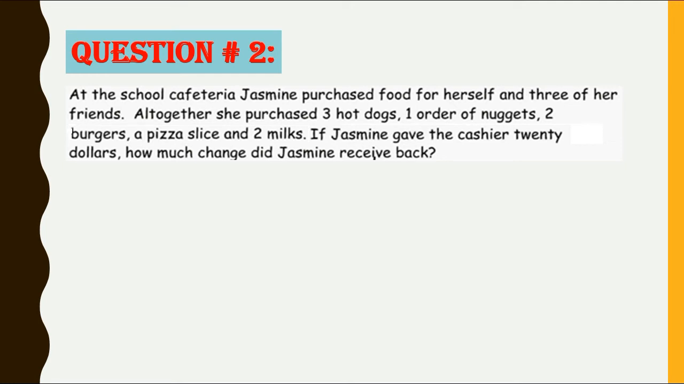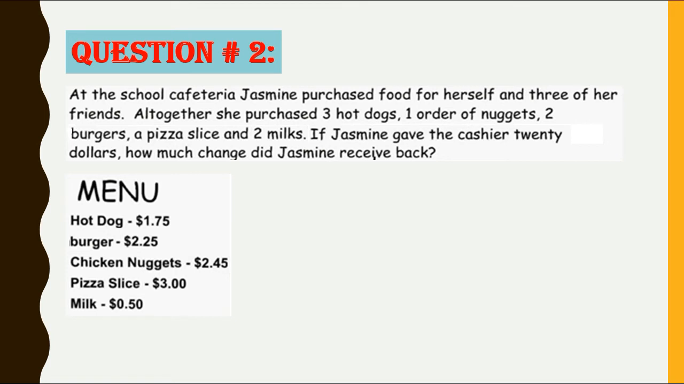Here the menu or the prices of different food items are also given. Hot dog price is $1.75, burger cost is $2.25, chicken nuggets cost is $2.45, pizza slice cost is $3 and milk cost is half dollar, or you can say $0.50. Now let's start its solution.